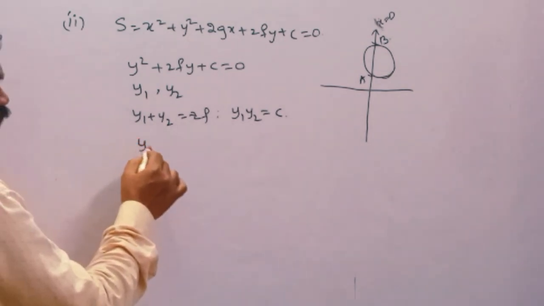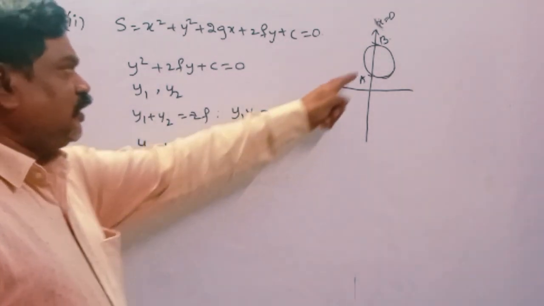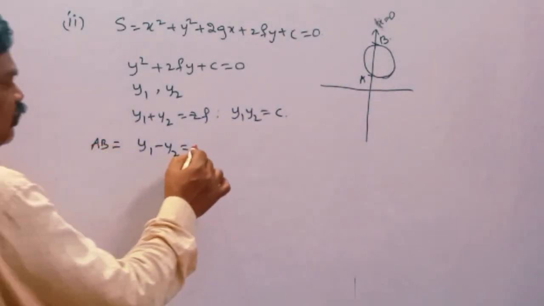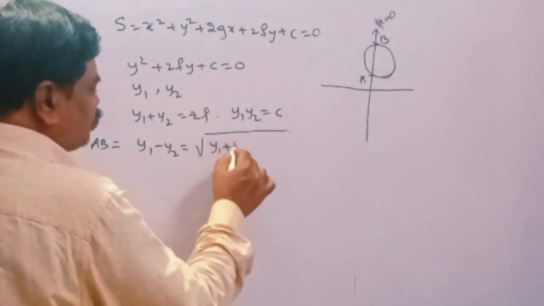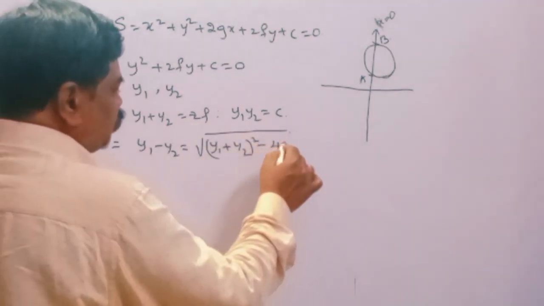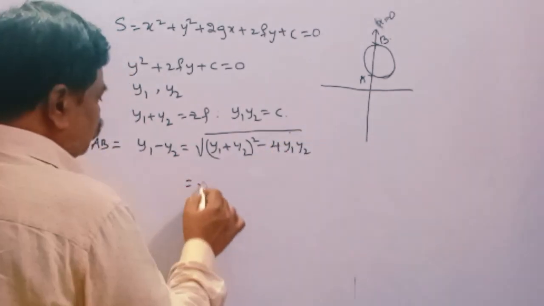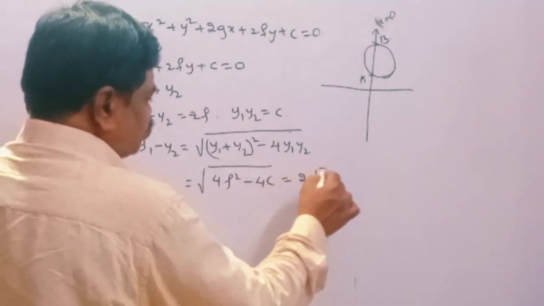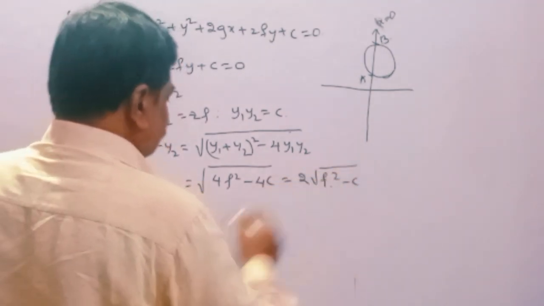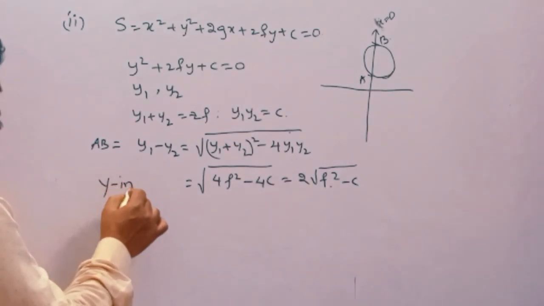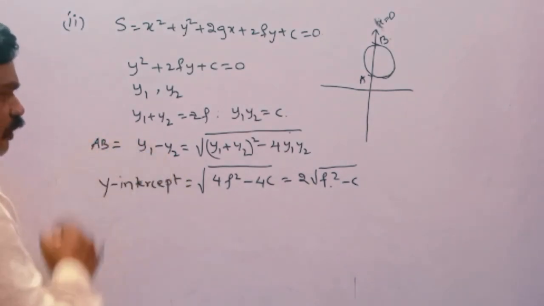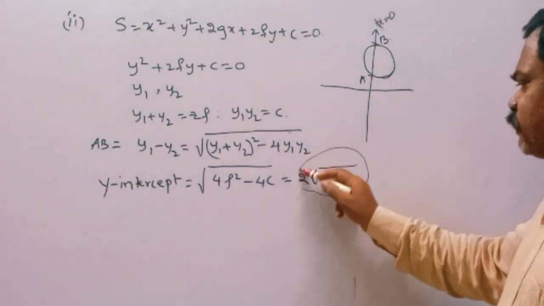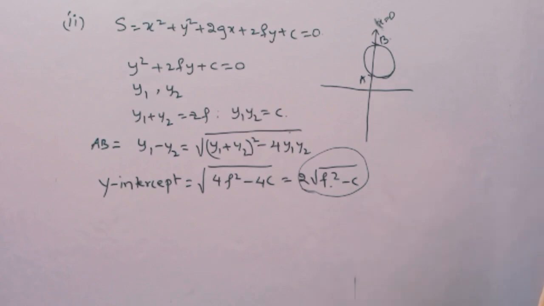And y1 minus y2 is the y-intercept, that is equal to AB. So this is root over y1 plus y2 whole square minus 4 y1 y2. This is equal to root over 4f square minus 4c, that is 2 root over f square minus c, is the y-intercept. What is the y-intercept? The y-intercept is 2 into root over f square minus c.